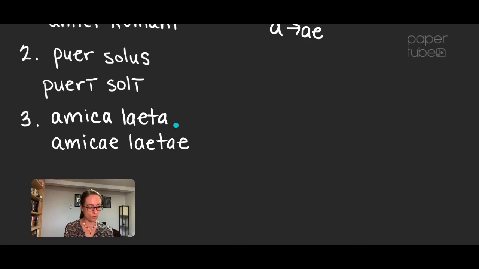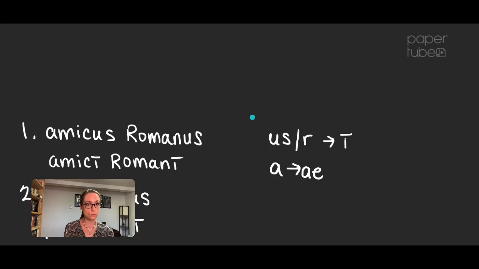Okay? Anytime you have US or R, you change the US to an I. You add the I on the end of the R. Anytime you have an A, you simply change it to AE, and that's how you change singulars to plurals.